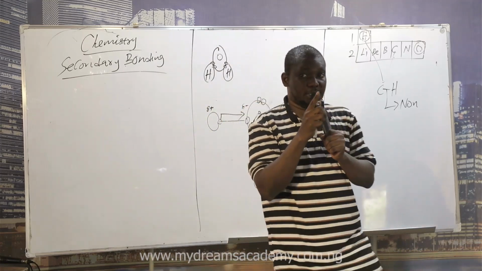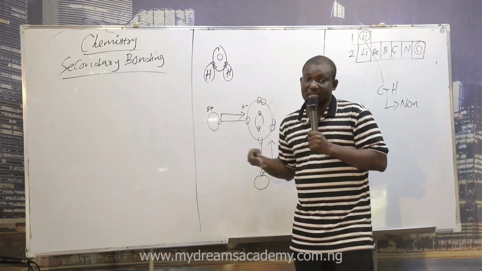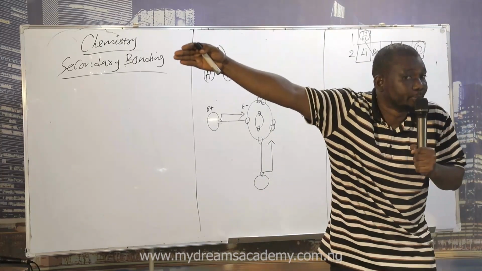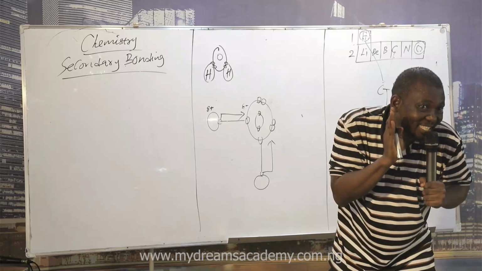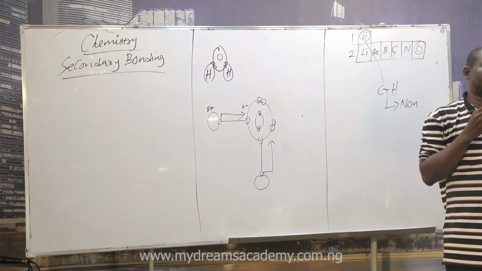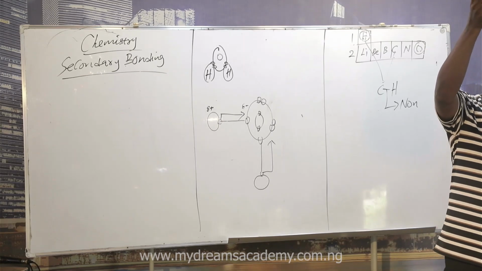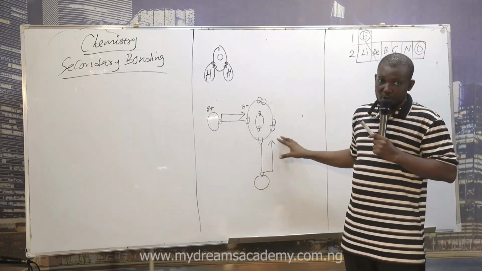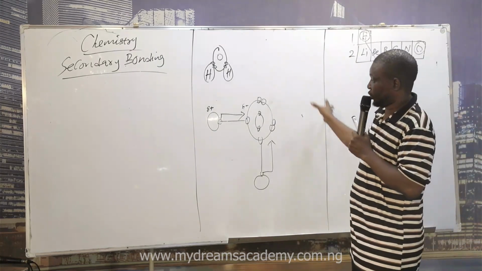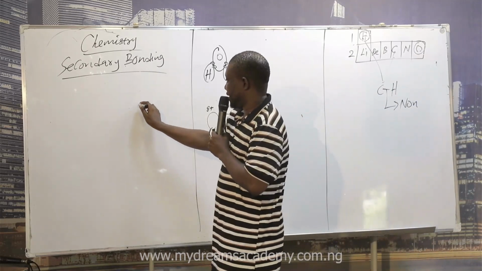But all of these things are still talking about covalent bonding. Covalent means that the electrons are still shared, but the sharing is unequal. Are you with me? Now, that was one molecule. What if now there are many molecules of water? Now we have this one, and then we have another molecule here.